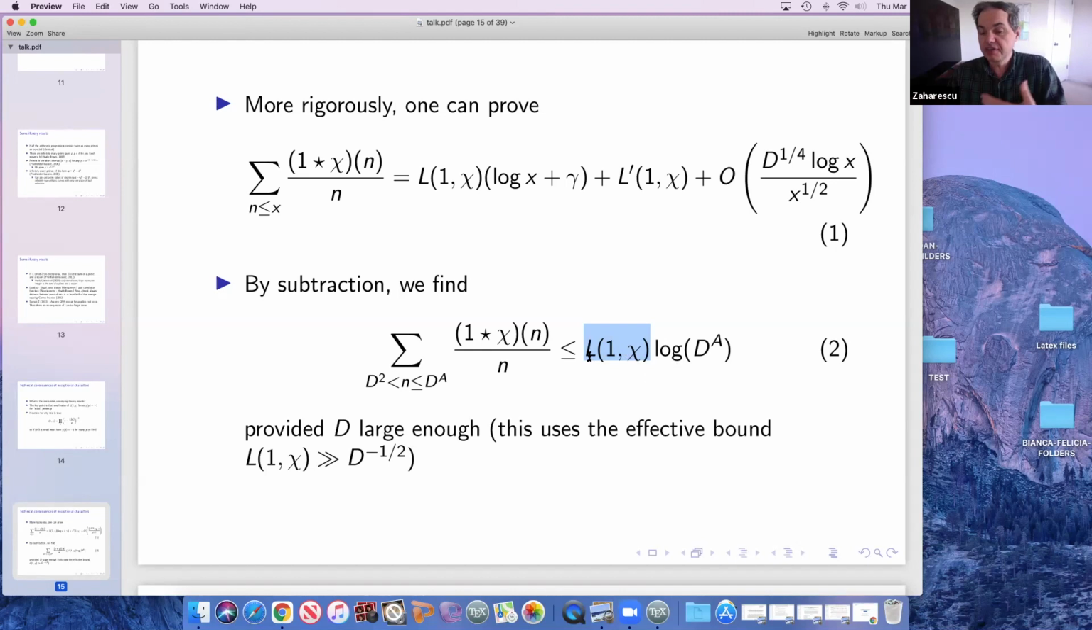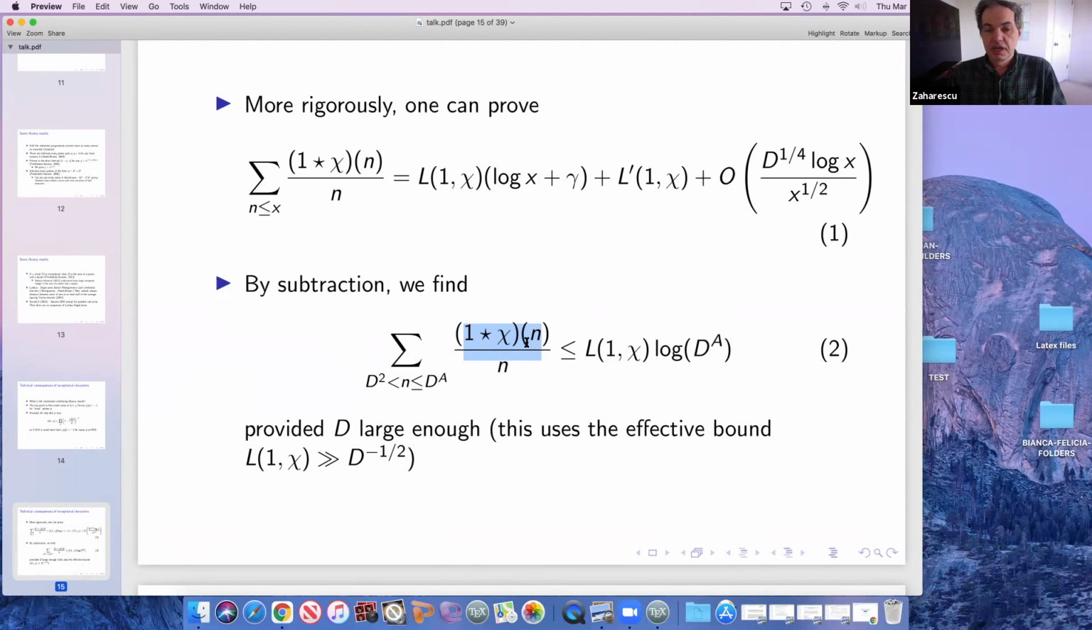Now, if I have a stronger lambda equals 0, like if this is less than 1 over log to the 10, then I'm losing a factor of log to cancel this log d, and I still have that this whole thing is less than 1 over log to the 9. But this is very strong now. It's because if you think about this convolution, it is always non-negative. One convolved with chi of n is always larger than or equal to 0.